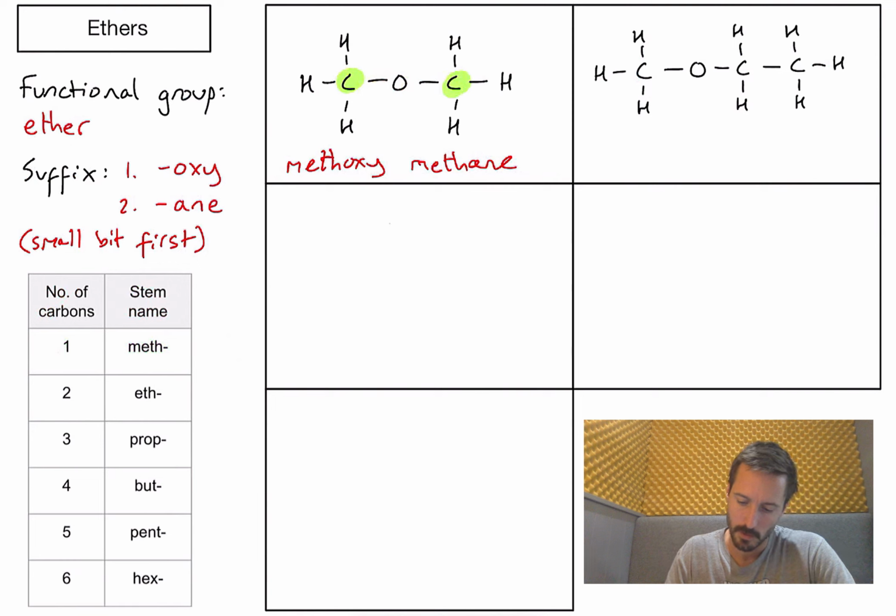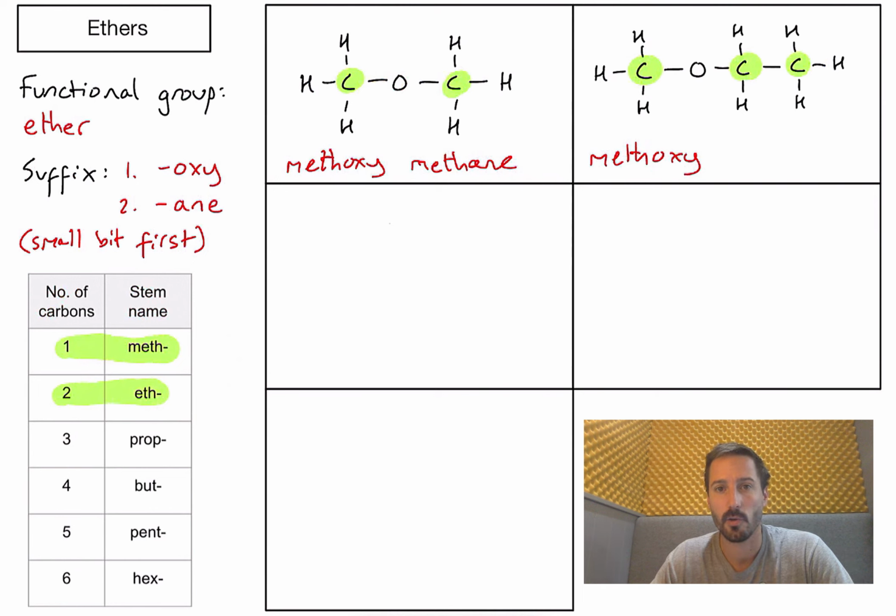Second example, now we've got a different number of carbons on each side, so I've got one carbon on the left, that's going to relate to the stem name of meth. And on the right, I've got two carbons, so that is going to relate to the stem name of eth. Now I want to name my small bit first, which is the one carbon, so I'm going to start with methoxy. Second part of my name is the longer bit, which has two carbons, so that is going to be ethane. So we've got methoxyethane there.